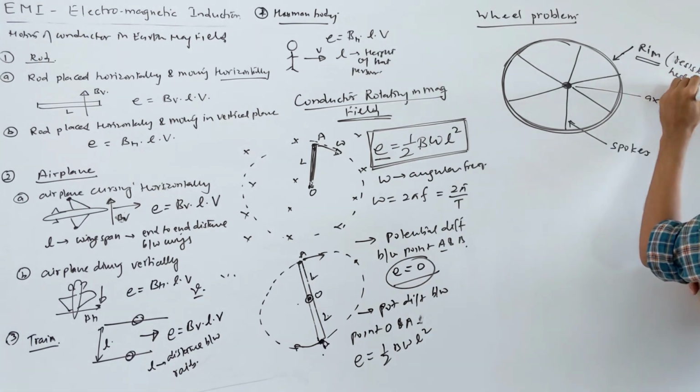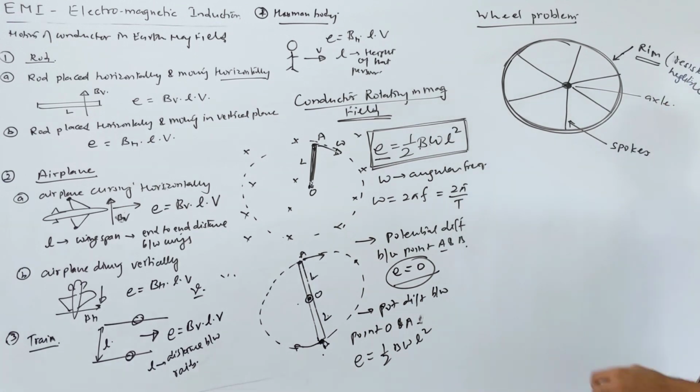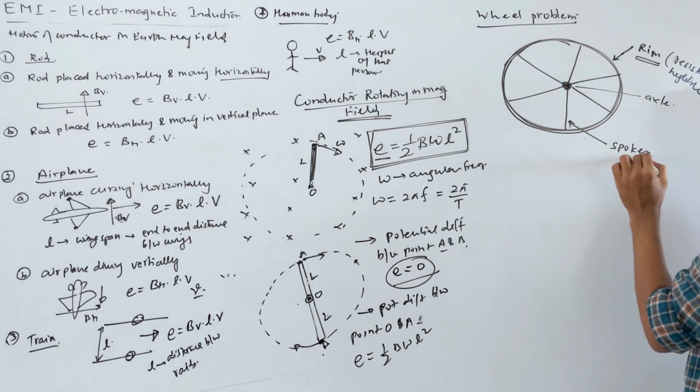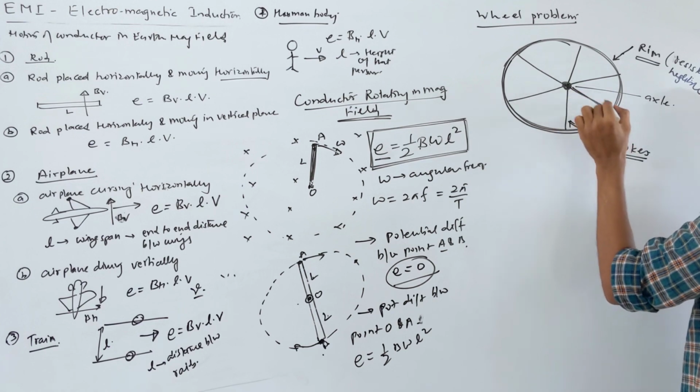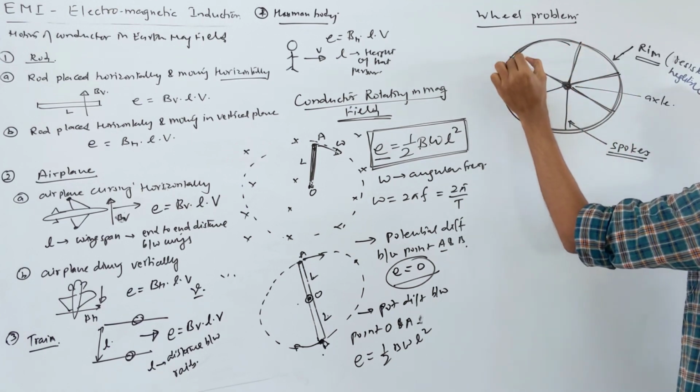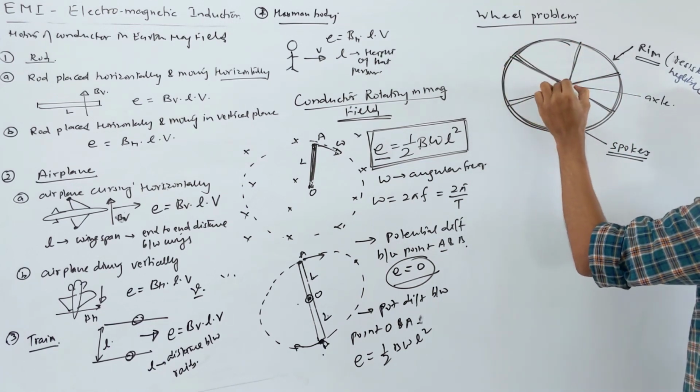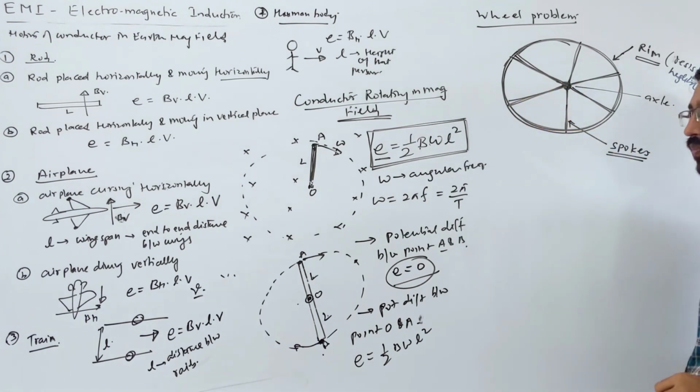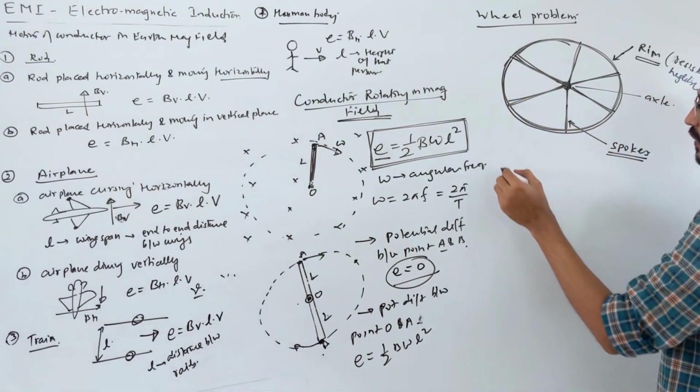Now look here, the resistance of each spoke, each rod, will be given to you, and the number of rods will be given to you. There is an axle; the resistance of the axle is also negligible. Now how to solve this problem? We want the EMF induced.